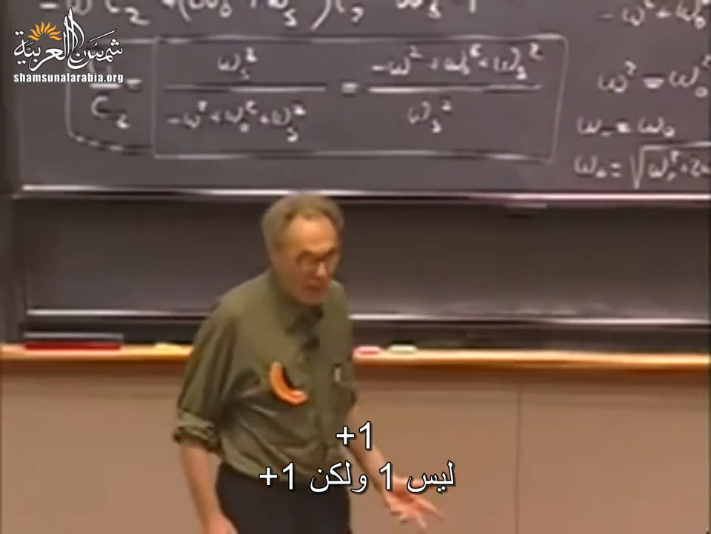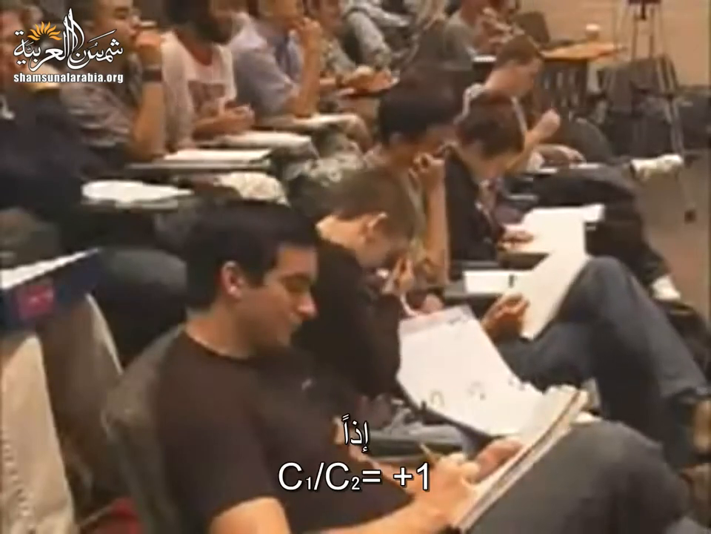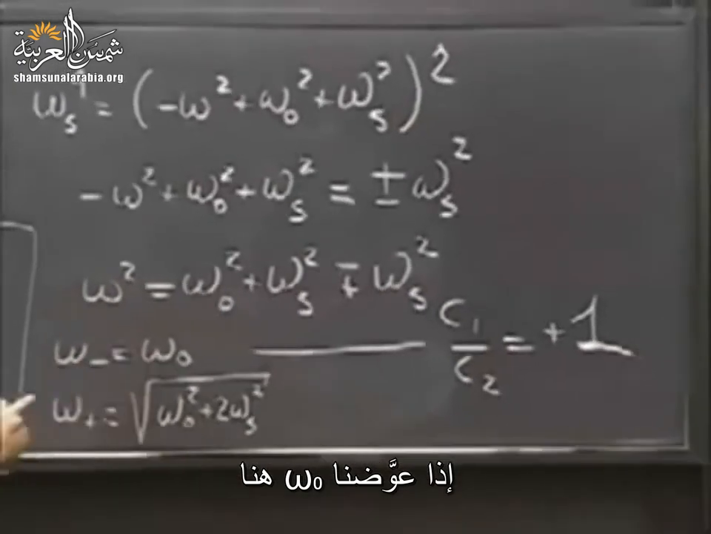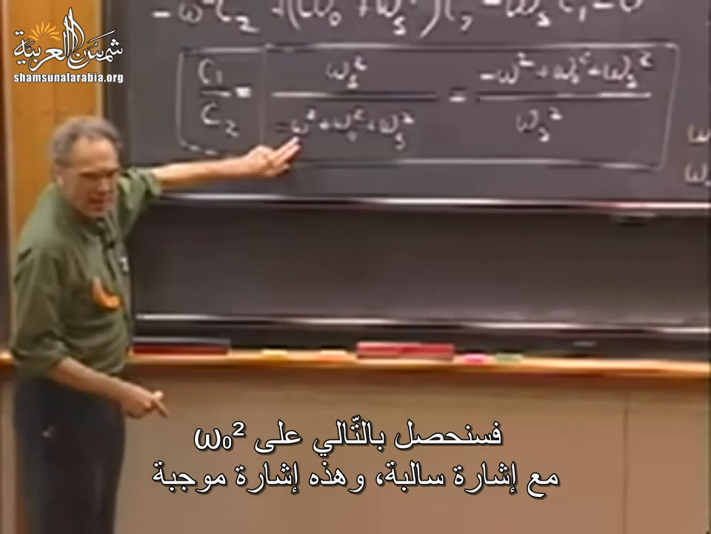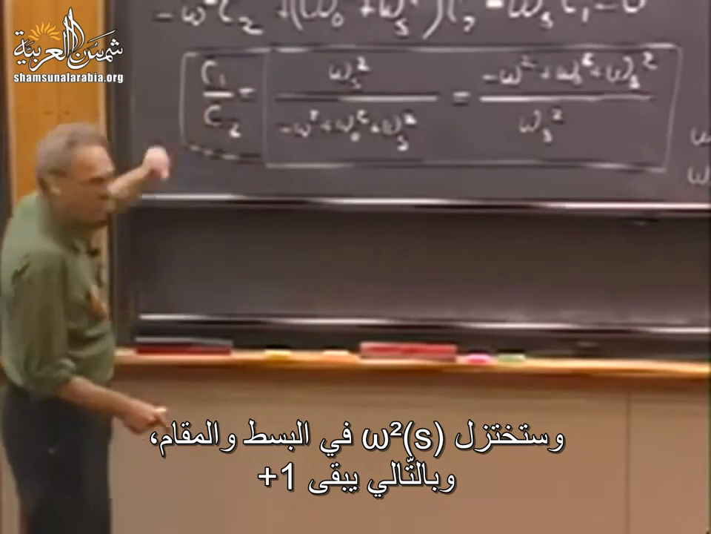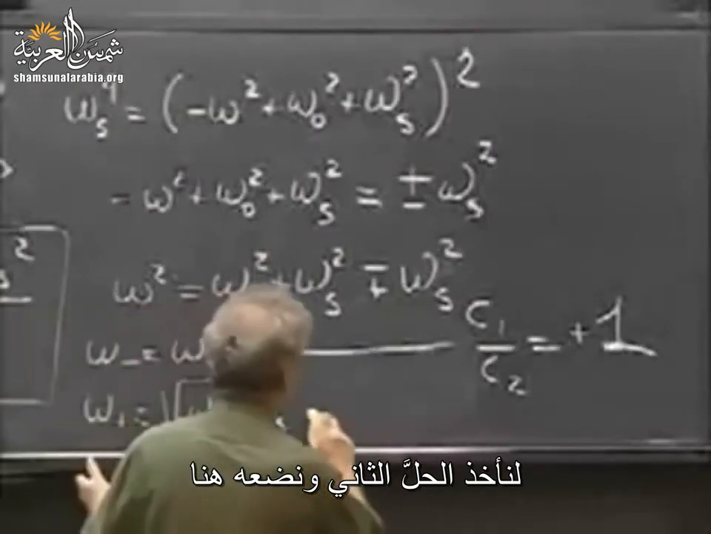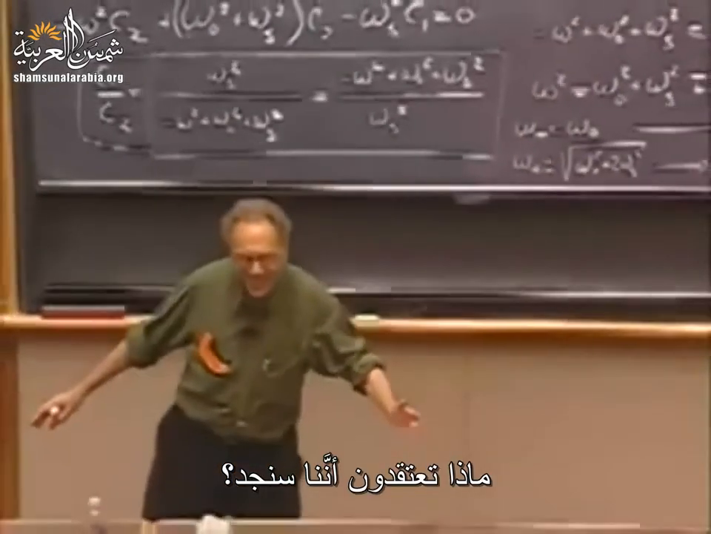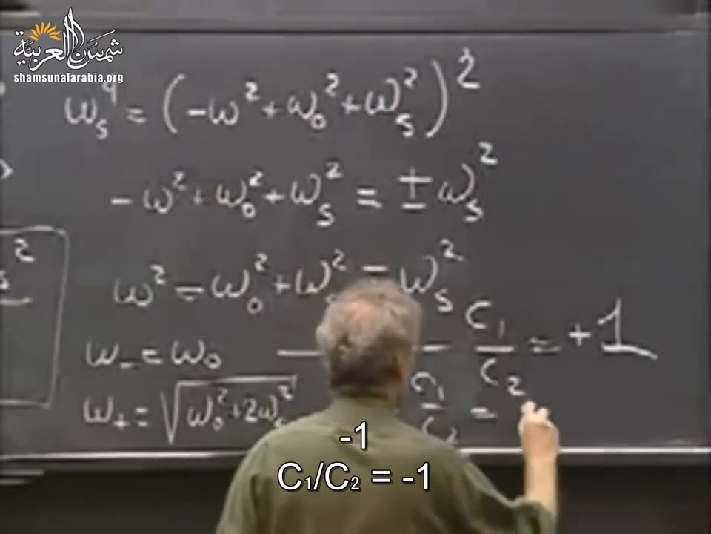Plus 1. So you get C1 over C2 is plus 1. If you take this omega 0 and you put it in here, you get omega 0 squared with a minus sign. With a plus sign, you have omega s squared divided by omega s squared, that is plus 1. And now you take the second solution and you put it in here. What do you think you're going to find? Minus 1. C1 over C2 is now minus 1.